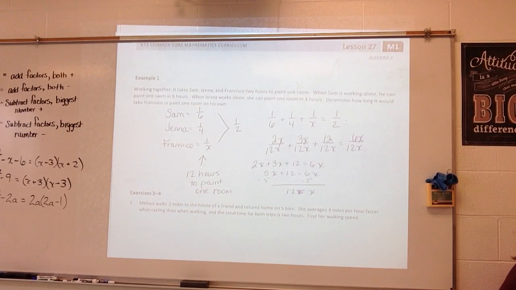Alright, let's look at exercise 2. Melissa walks 3 miles to the house of a friend and returns home on a bike. She averages 4 miles per hour faster when cycling than when walking. And the total time for both trips is 2 hours. Find her walking speed. Alright, so distance is equal to rate times time. That's a formula that we have been using forever.